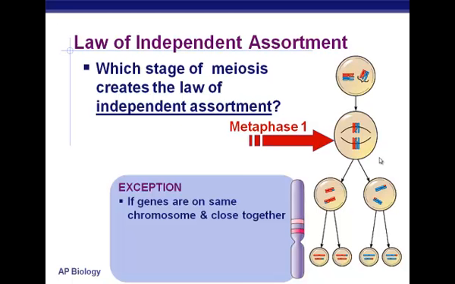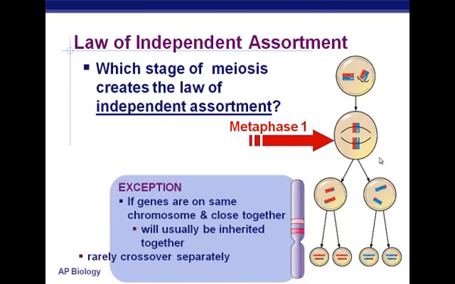And so when they are on the same chromosome like that, we call them being linked, which is something that we'll talk about a little bit later on in this chapter. And so they'll usually be inherited together. Rarely will crossing over happen between two genes that are too close to do that. So they are linked.